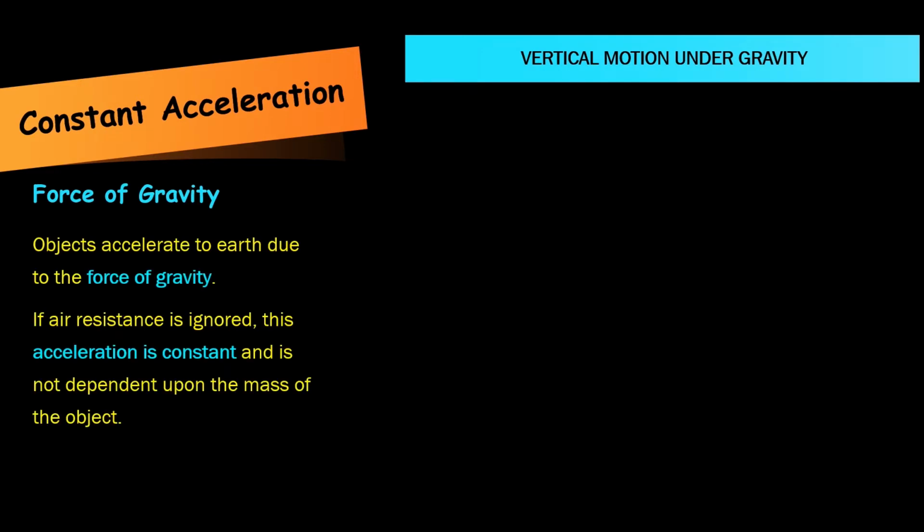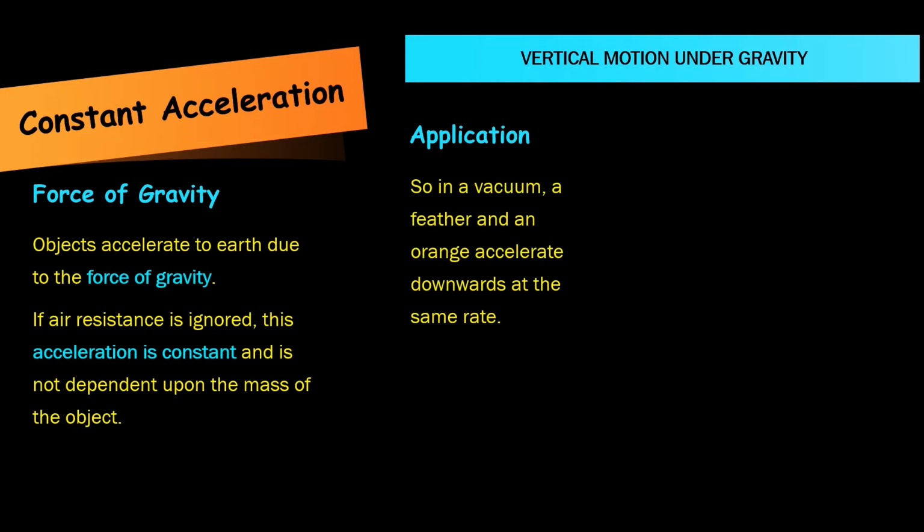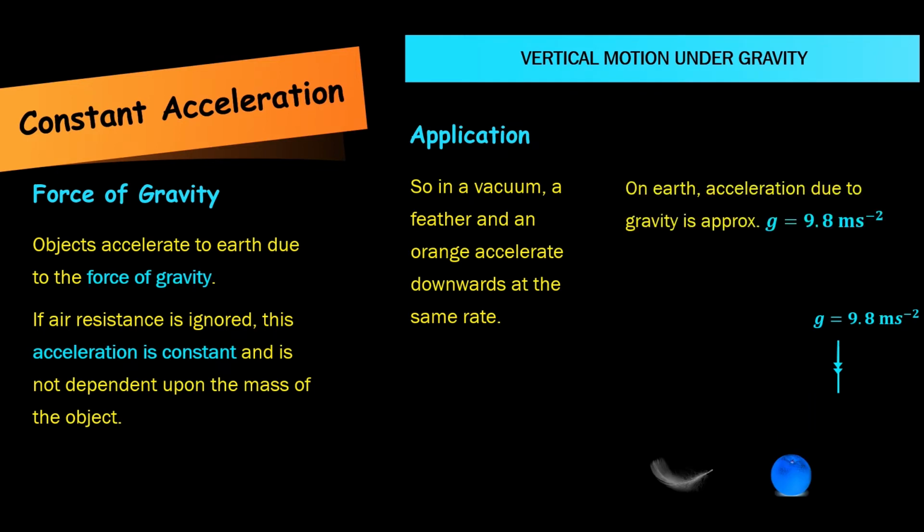Objects accelerate to Earth due to the force of gravity. If air resistance is ignored, this acceleration is constant and is not dependent upon the mass of the object. So, in a vacuum, a feather and an orange accelerate downwards at the same rate. On Earth, acceleration due to gravity is approximately g equals 9.8 meters per second squared.